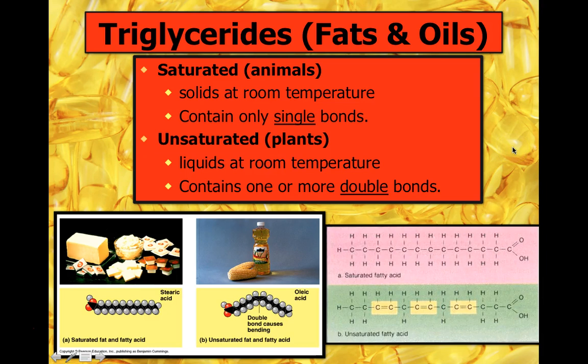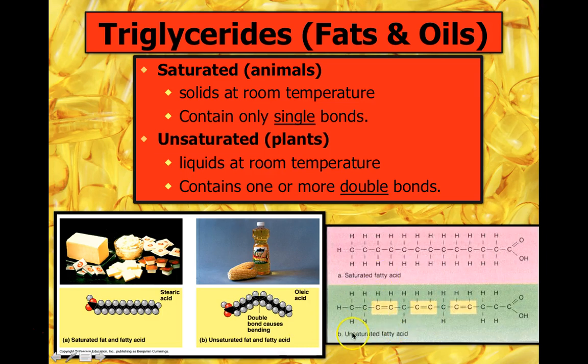Saturated fats are solid at room temperature, and they only contain single bonds. So what that means, and if we take a look over here at our model, notice how there are little dashes, right? There's one dash between each C and each H. Over here, we notice that we only have single dashes, which signifies that there are single bonds.